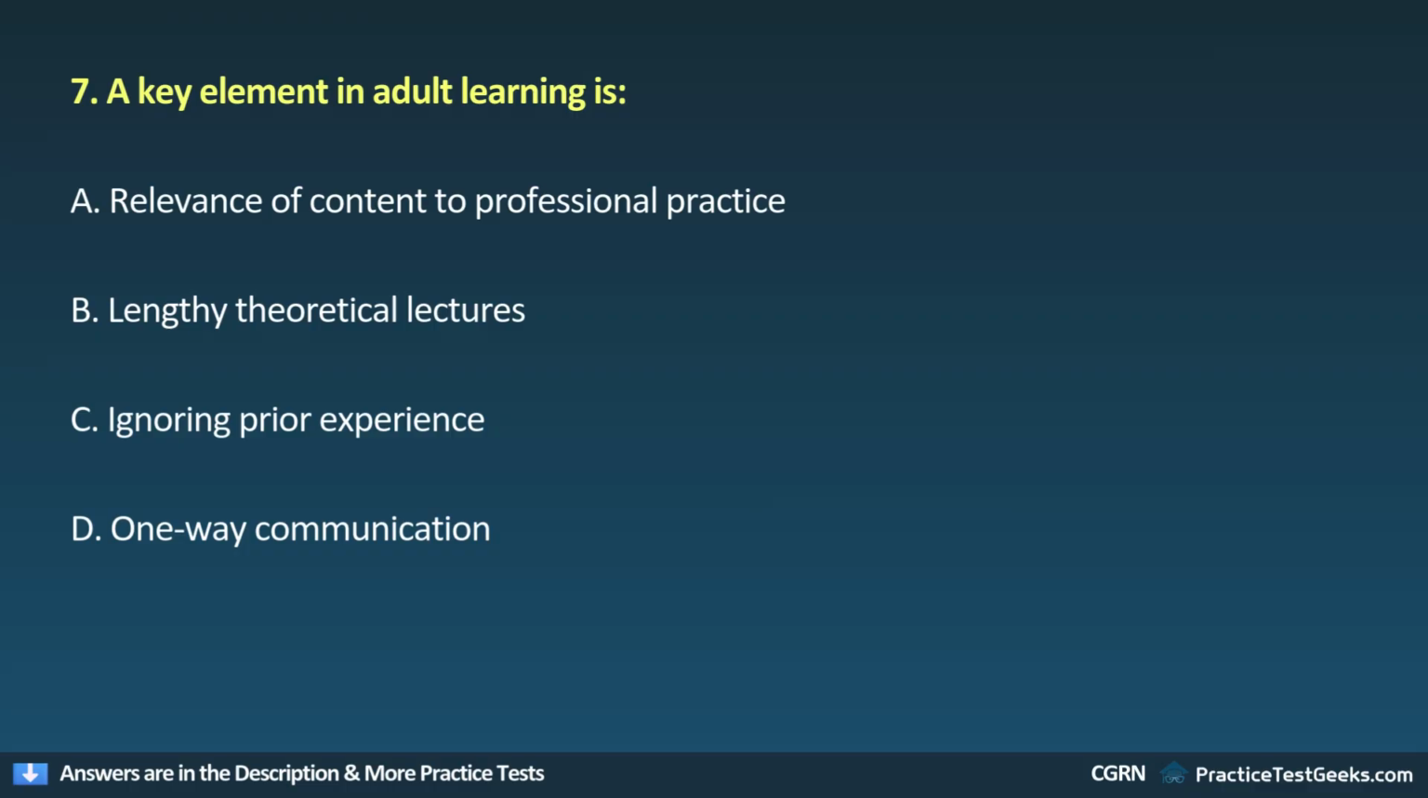7. A key element in adult learning is A. Relevance of content to professional practice. B. Lengthy theoretical lectures. C. Ignoring prior experience. D. One-way communication.